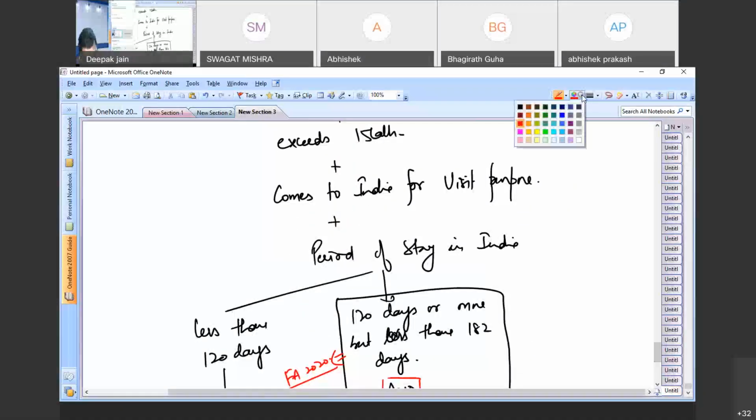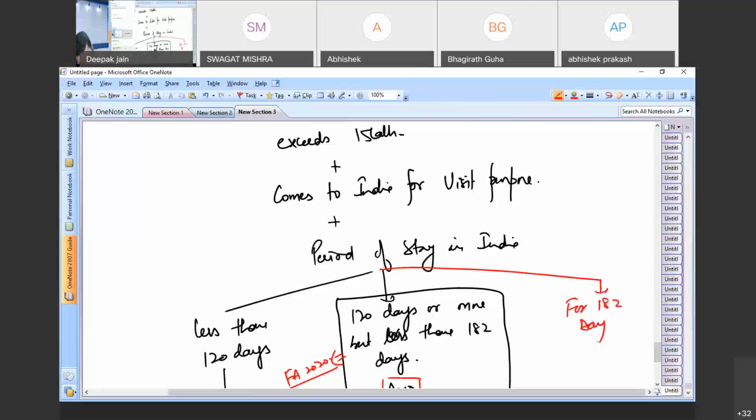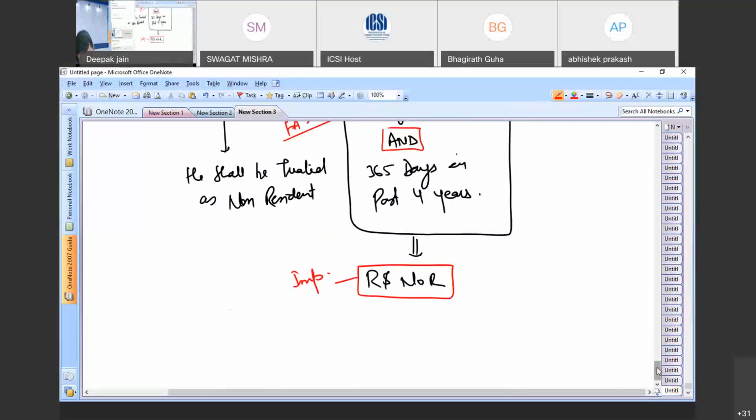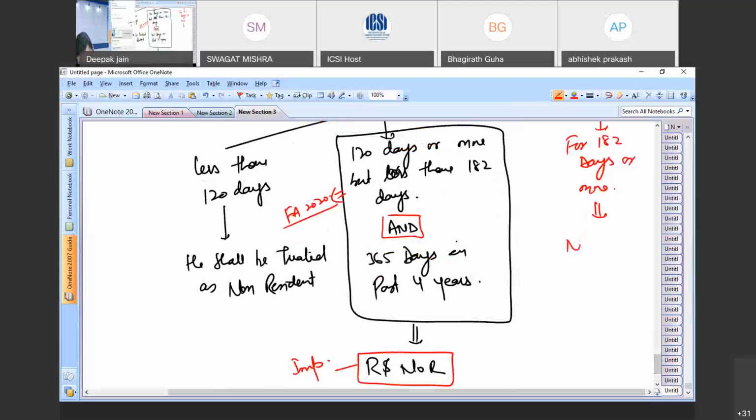Third and last, for 182 days or more, normal case. What do you mean by normal case? You have to check additional conditions also.